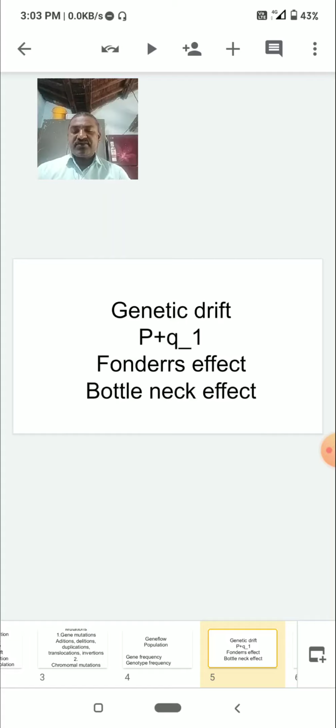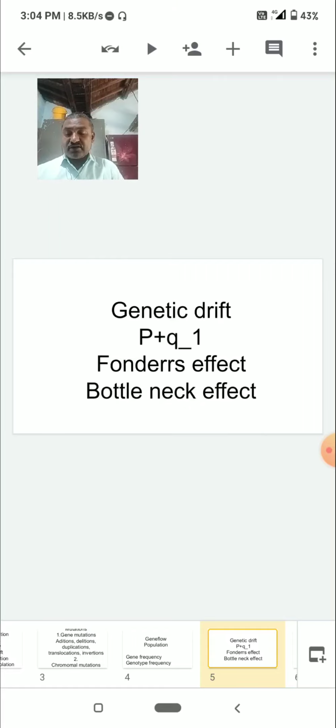The probability of reaching the end point depends on the size of the population. Genetic drift tends to reduce the amount of genetic variation within the population, mainly by removing alleles with low frequency. It can be exemplified by the Founder's effect and the Bottleneck effect. Here, in genetic drift, p plus q equal to 1, where p is the dominant allele frequency and q is the recessive allele frequency.